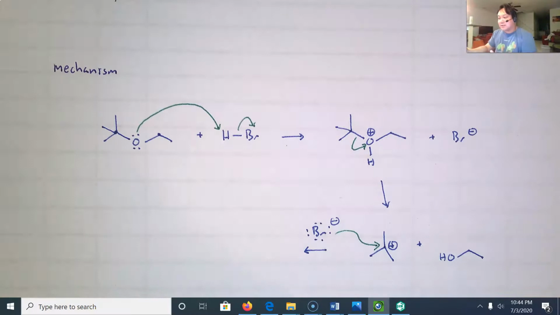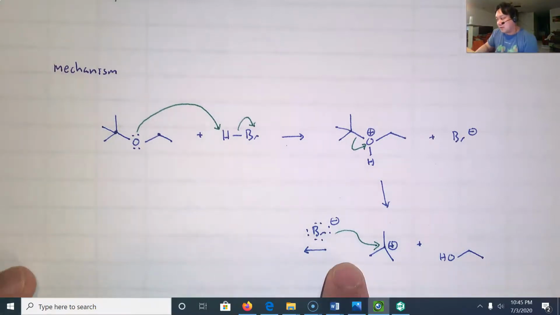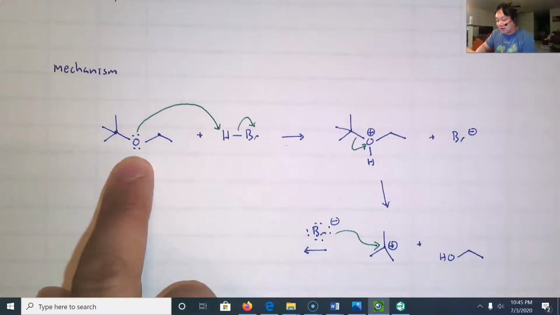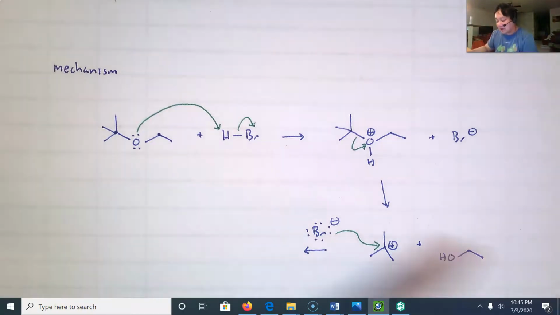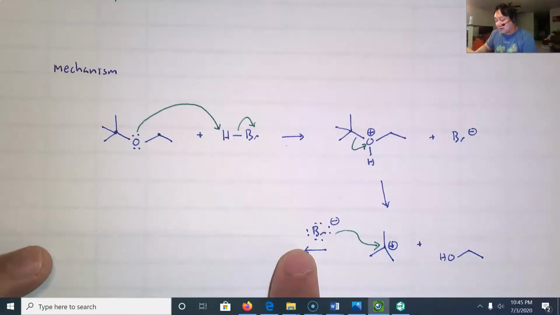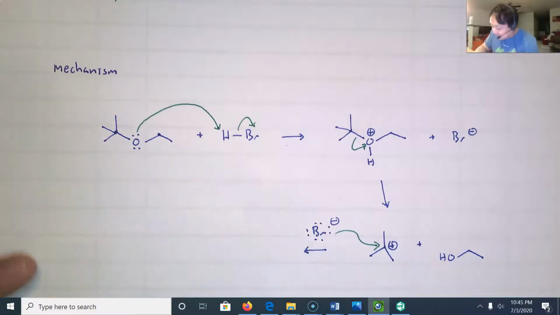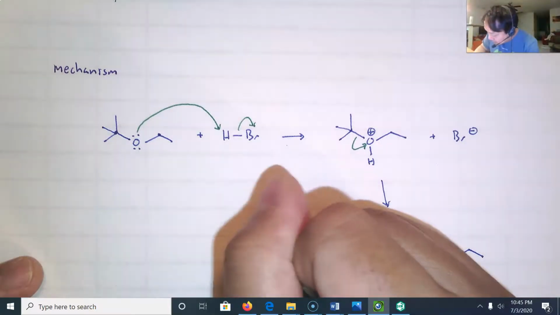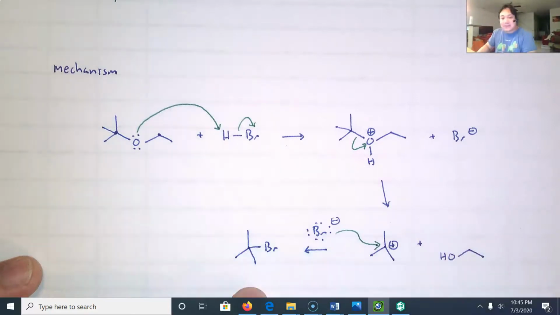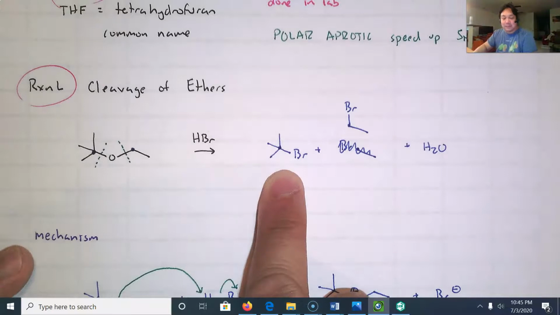What does this look like? This looks like how to make an alkyl halide from a tertiary alcohol. Remember, if you had a tertiary alcohol, you would kick out a water molecule and then have the halide attack the carbocation. That takes care of one of our products, this product over here.